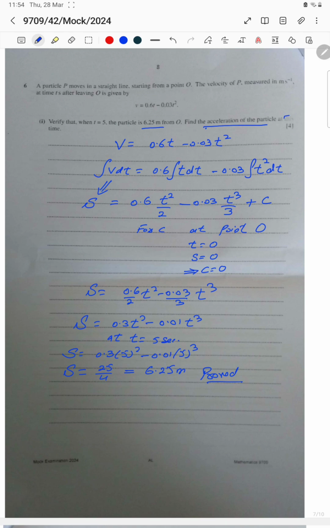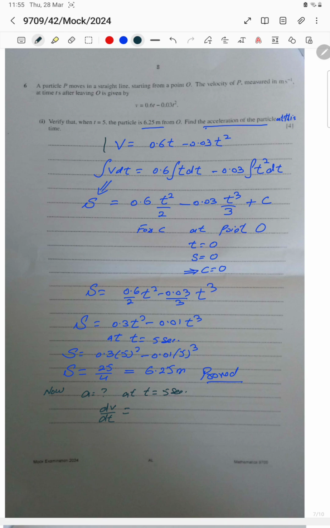At this time. We have to find this at what time? 5 seconds. So now we have to find acceleration at t is equal to 5 seconds. For acceleration we know dv by dt will give us acceleration.